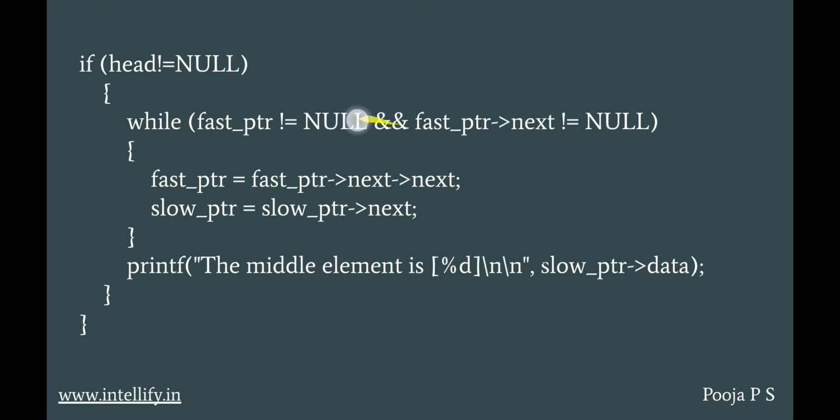And when this condition becomes false, then we will get the middle element here, that is we will print the middle element. The middle element is %d, that is slow pointer of data, and the middle element of the singly linked list will be printed in this function.